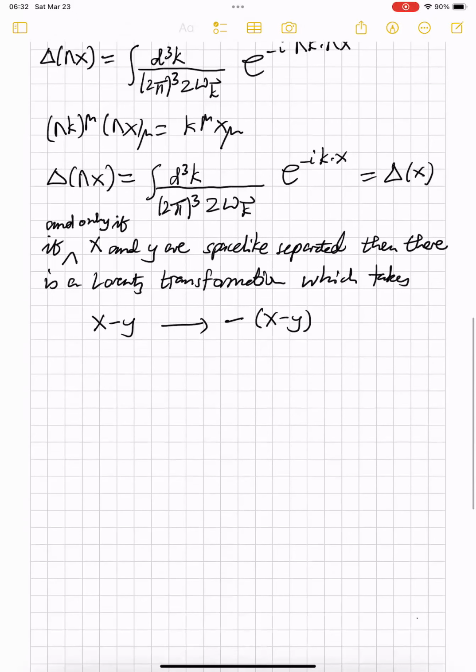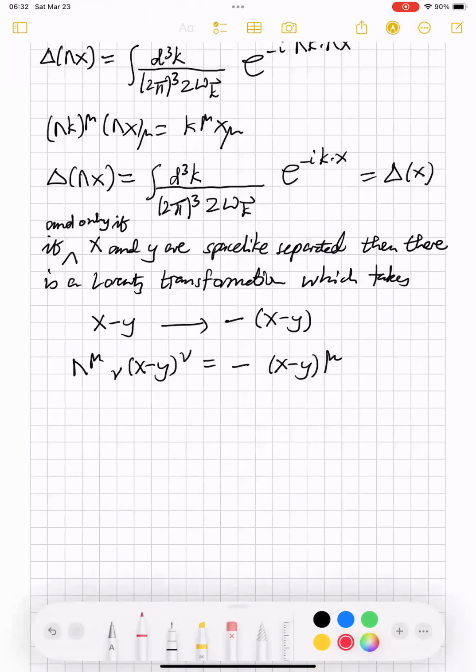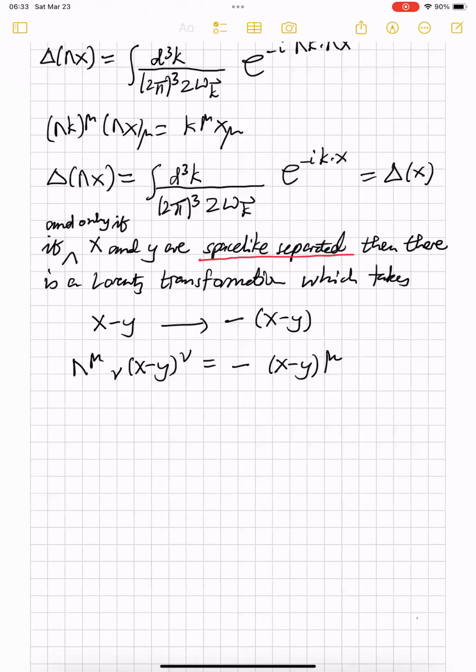So what that means is, if x and y are space-like separated, you can find a Lorentz transformation so that this is true. If x and y are time-like separated, there is no such Lorentz transformation. And if x minus y is null separated, light-like separated, there is no Lorentz transformation. So very important, this holds only when x and y are space-like separated. That's an important qualifier.